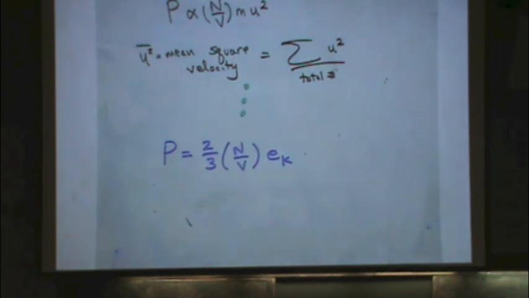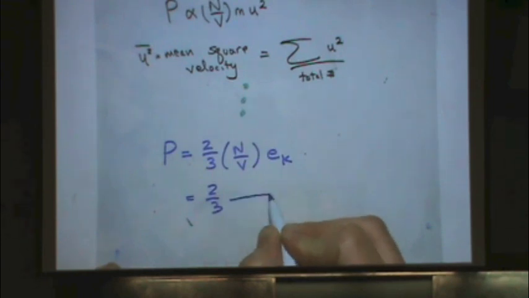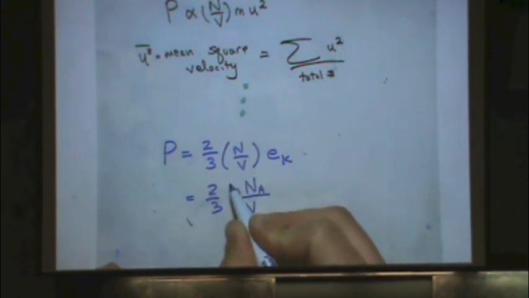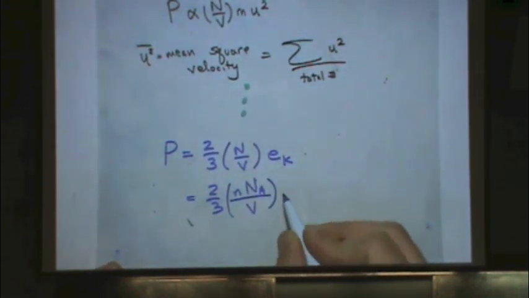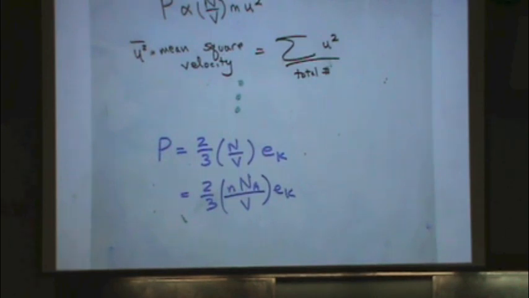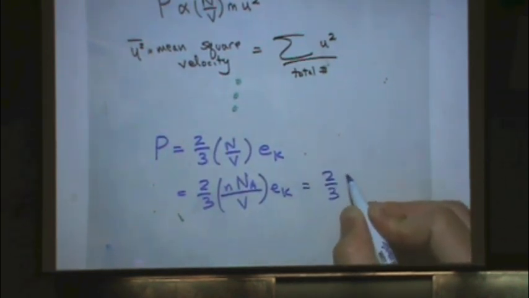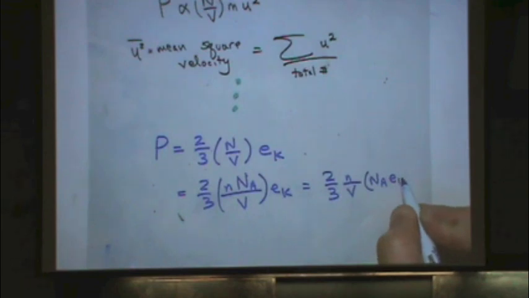Alright, now, I'm going to rewrite this again. 2/3 over V. N, remember, is capital N. Remember I made that little definition earlier for capital N, times EK. I'm going to rewrite this just one more time a little bit. 2/3 little n over V. And I'm going to move the Avogadro's number over here with EK.